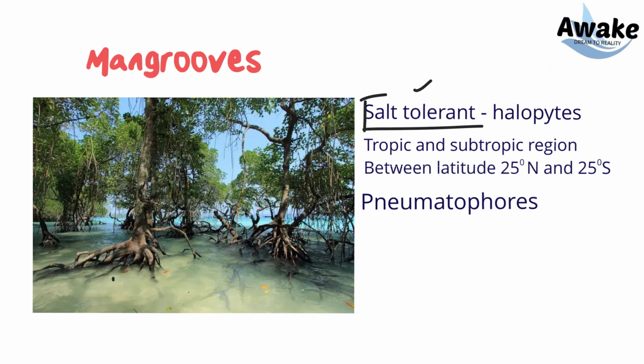Because of this, we call them halophytes. Mangroves occur generally in tropical and subtropical regions, at latitudes between 25 degrees north and 25 degrees south. They have a complex salt filtration system. Because of that, they are able to survive in coastal areas with saline content.